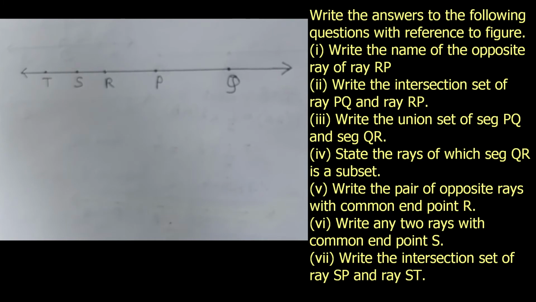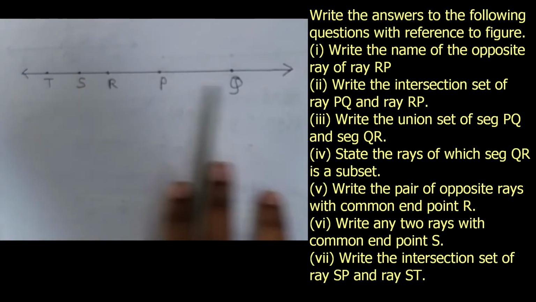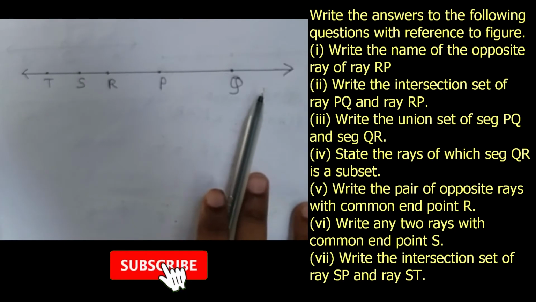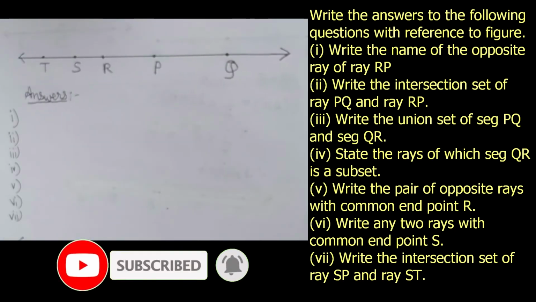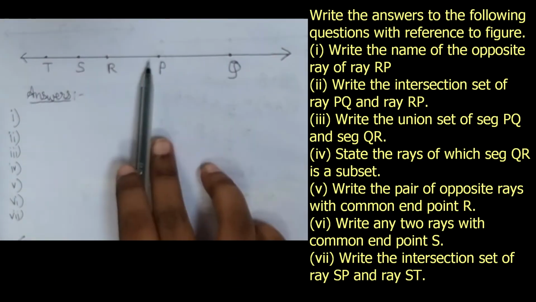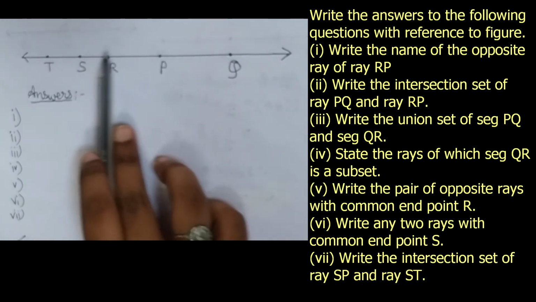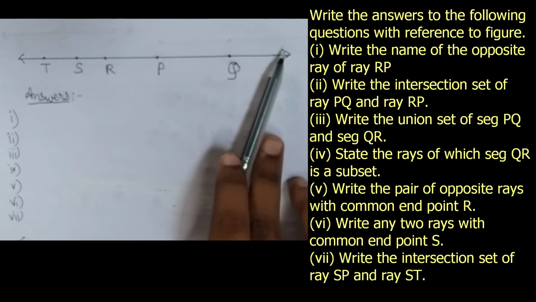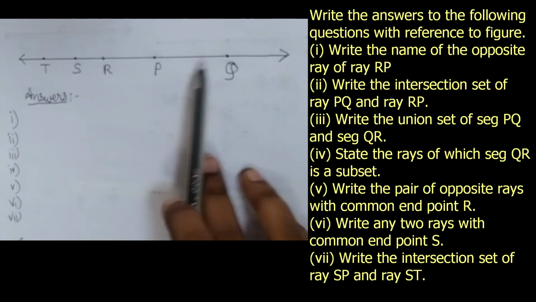So we will solve one problem. Write the answers to the following questions with reference to the figure. Okay. Now this is our given figure. We have to write the answers to the questions which are given on the screen. Now the first question is, write the name of the opposite ray of ray RP. Okay, ray RP is this much. From R, ray RP. Okay, this full RP. We will start at the endpoint R and it will go on extending on the other side.